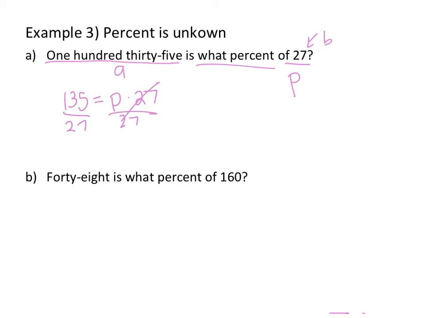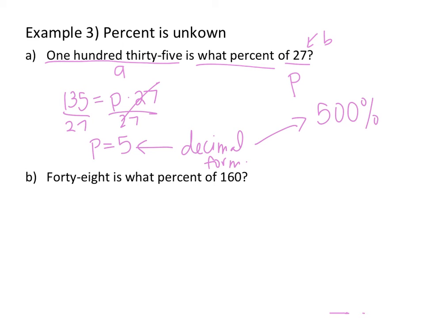From there, P is equal to 5. And right now, this is in decimal form, right? So whenever doing this, we're working with it in decimal form. So be careful because you'll have to convert it back to percent. So that's going to give us 500% because the equivalent to 5 is 500%. So we move the decimal back 2 times to the right.